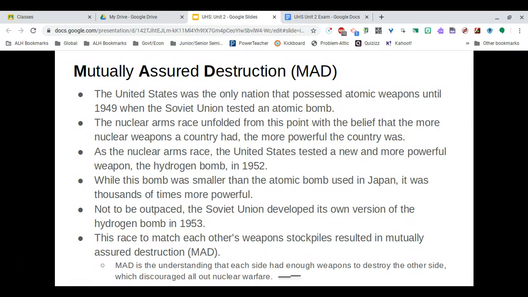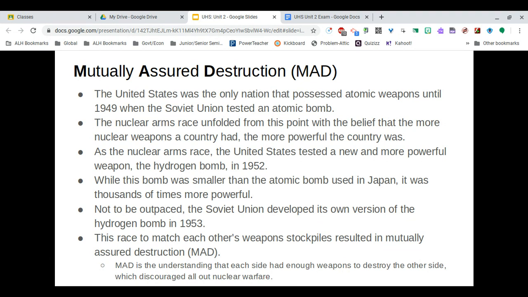This is the understanding that both the United States and the Soviet Union realized that they could actually destroy each other. So mutually assured destruction is the idea that we both agree that we could destroy the other one and in turn end up pretty much destroying ourselves.